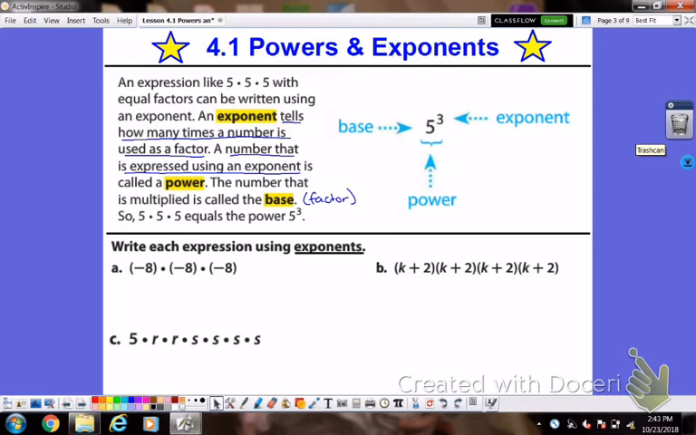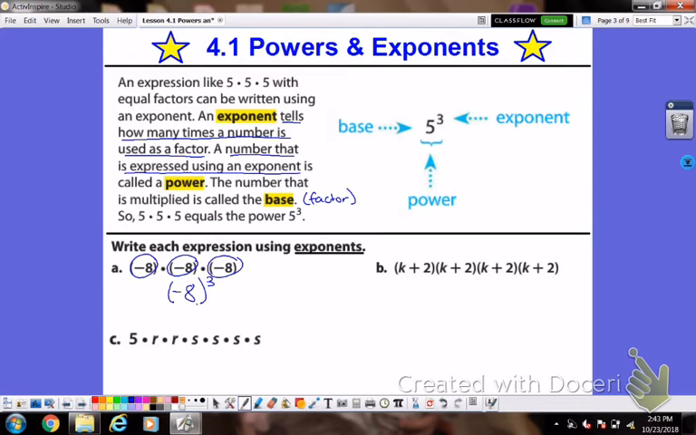Alright, so a little bit of practice writing expressions using exponents. If we have negative 8 times negative 8 times negative 8, well, our equal factor, our base, is negative 8. And then our exponent, you see we have 1, 2, 3 negative 8s, so our exponent is a 3. Now notice we have our negative 8 in parentheses because it is a negative number. If you're unsure, put it in parentheses.